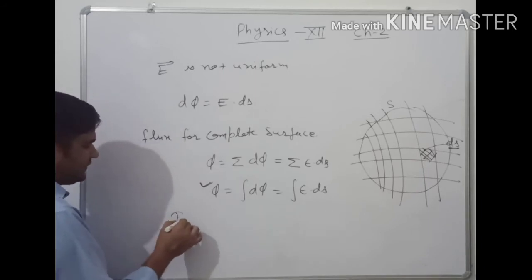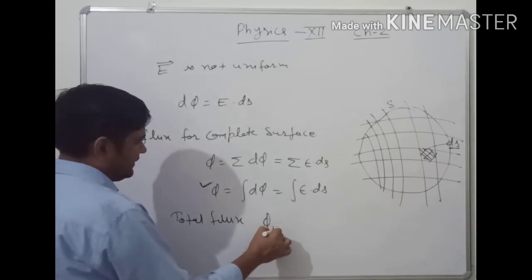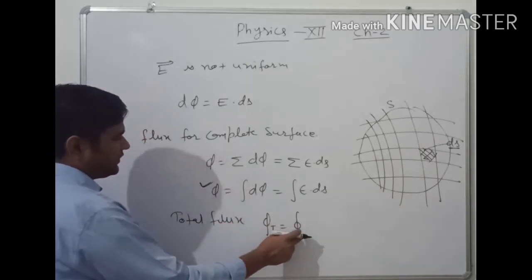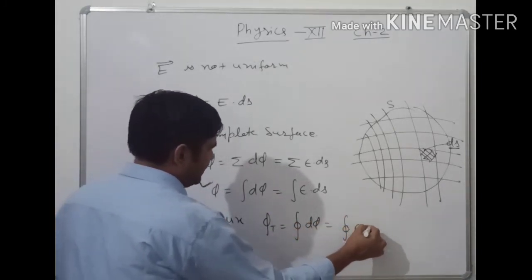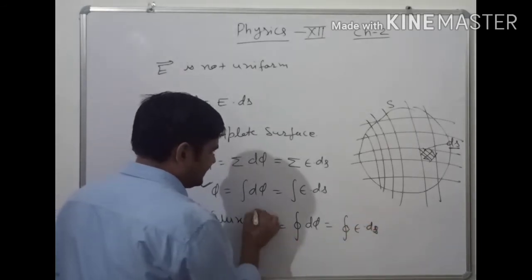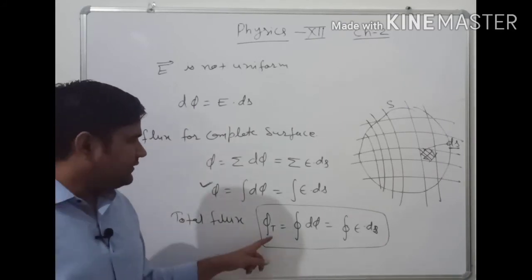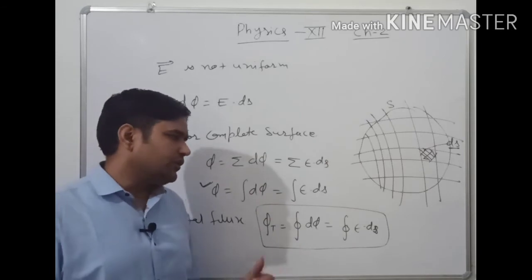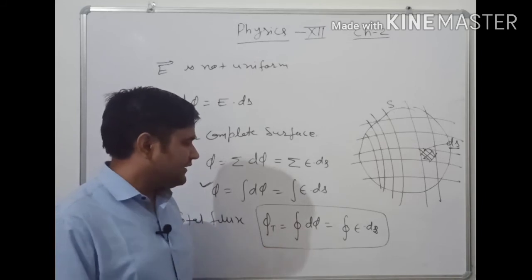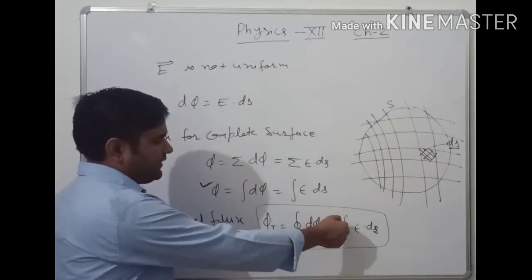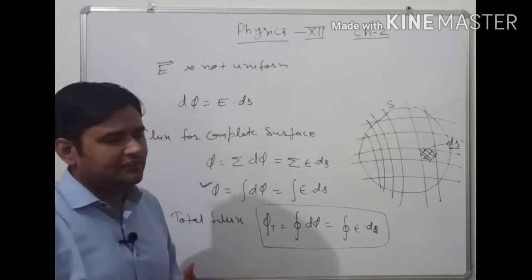Then the total flux, phi t, is defined in terms of the closed surface area vector, in terms of d phi, and it is in terms of the E dot ds. And this formulation is used in the applications of the Gauss law. Here the total flux by that particular closed surface, because we are using the closed surface here, is d phi, which is E dot ds.